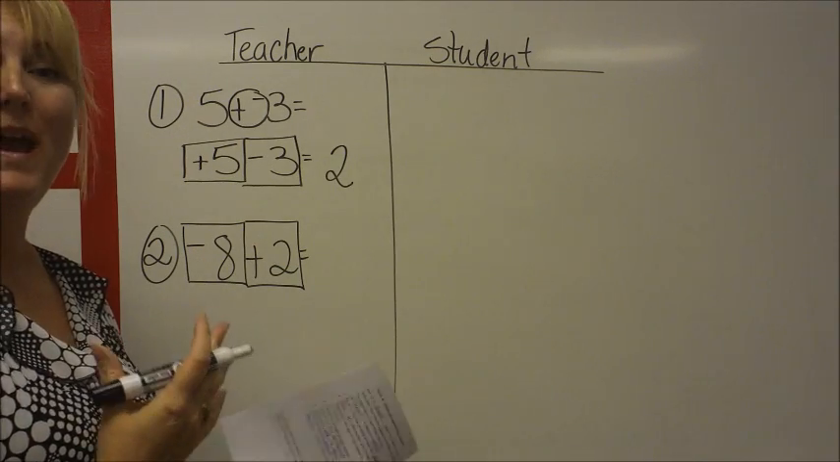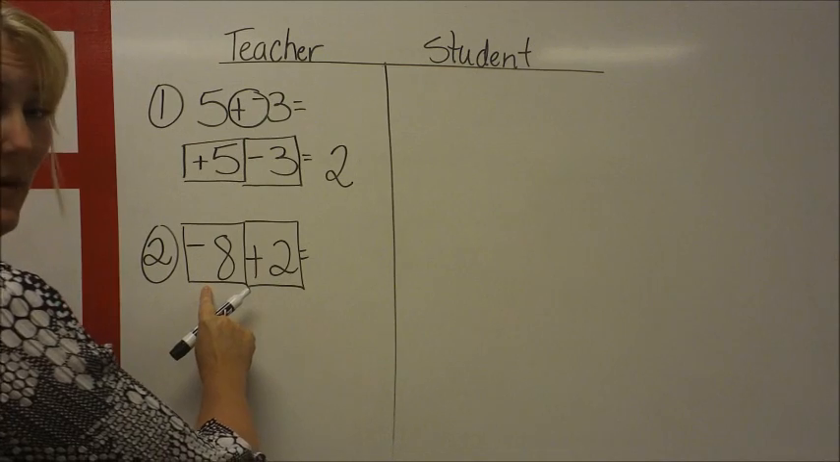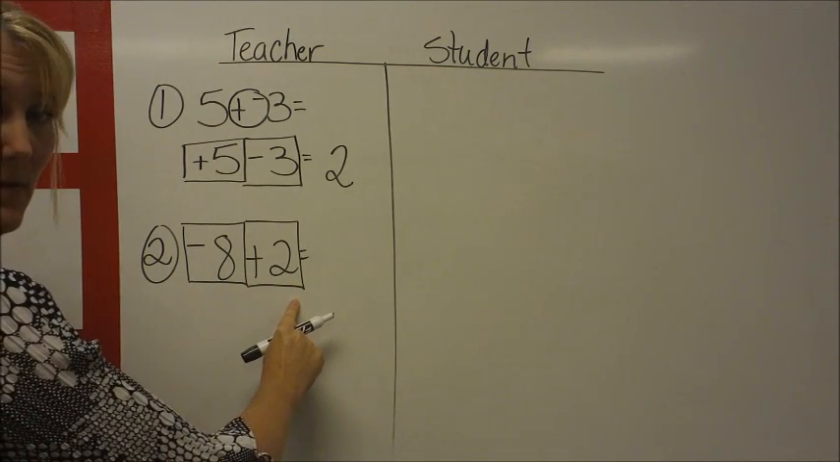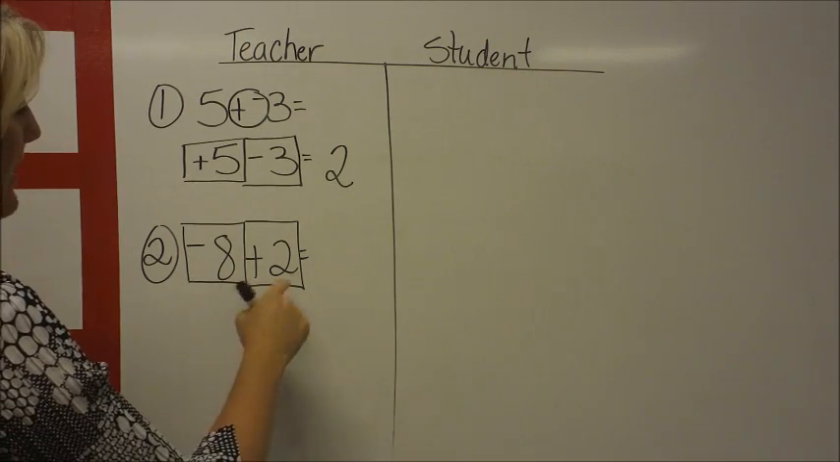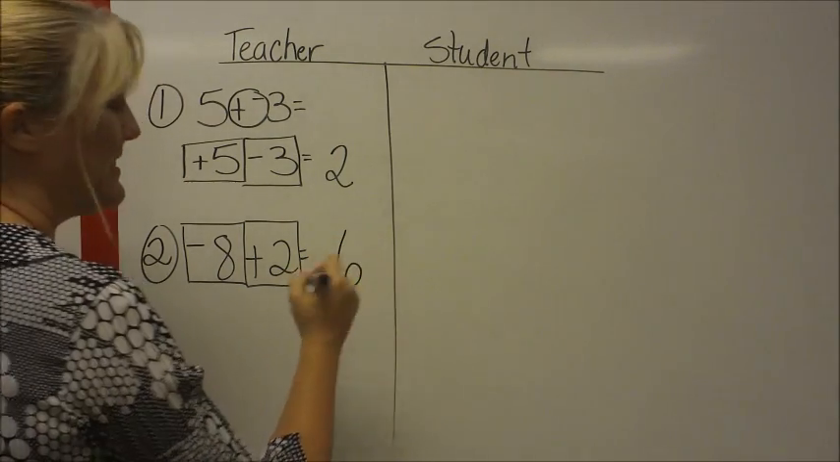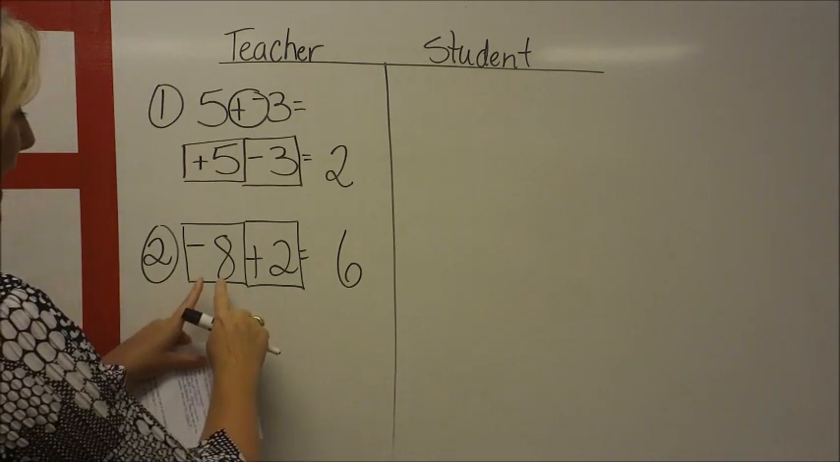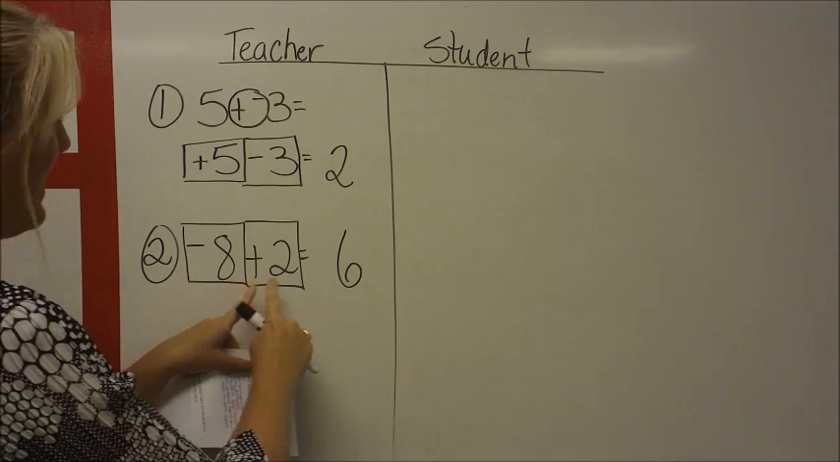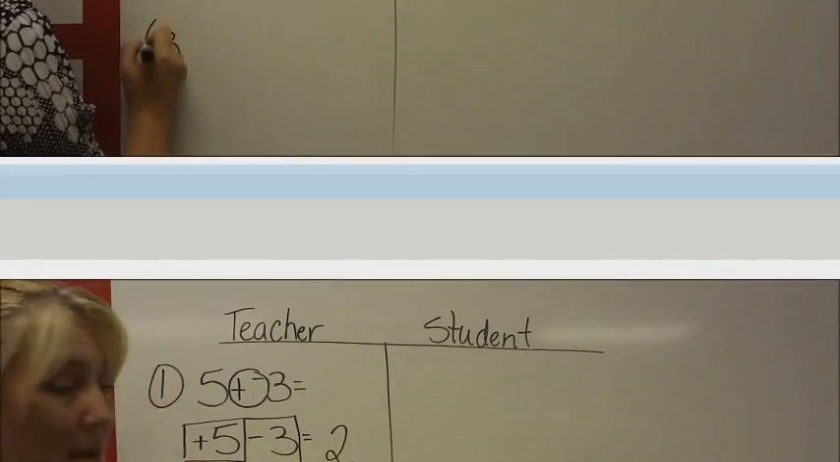Do I have the same signs or different signs? These are different, right? A negative and a positive. So different signs subtract. I'm going to go ahead and subtract. 8 minus 2 is 6. And then your last step says keep the sign of the larger number. I have more negatives than I do positives. So my answer is negative.